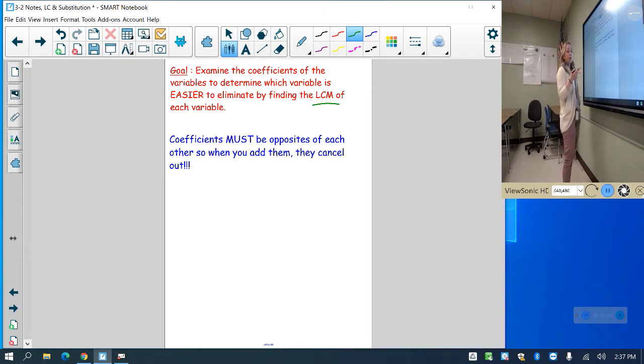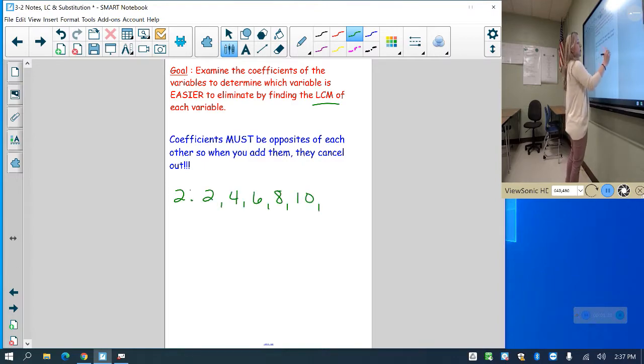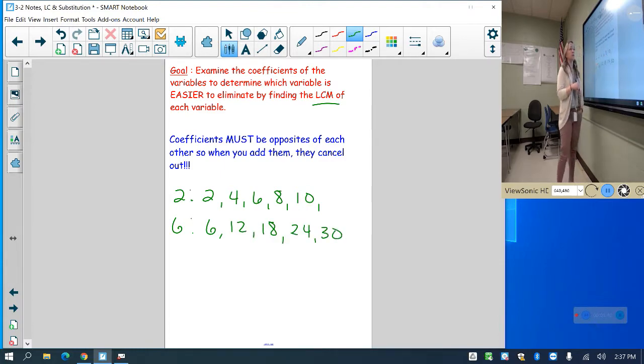When you learned multiples of a number, you learned multiples of 2 are 2, 4, 6, 8, 10, 12. Those are multiples. Okay, 6 times 1 is 6, 12, 6 times 3 is 18, 24, 30. Those are multiples of 2 and 6. A least common multiple is the smallest common number in both of those. So we would say 6 is the least common multiple of 2 and 6.